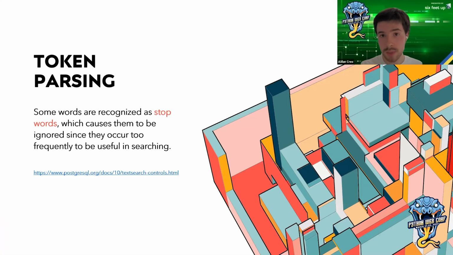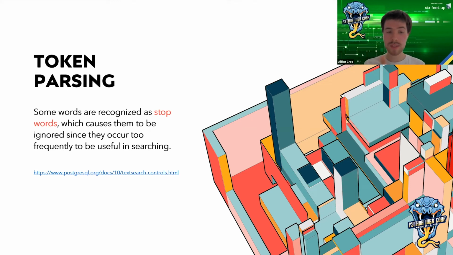So to take the TS vector of this text, we are going to perform a process called token parsing. What this basically means is that we are going to take the original text and produce a distilled version. The key concept inside of token parsing is the removal of stop words. Words like the, a, or with are going to be removed because they are not actually useful for searches.